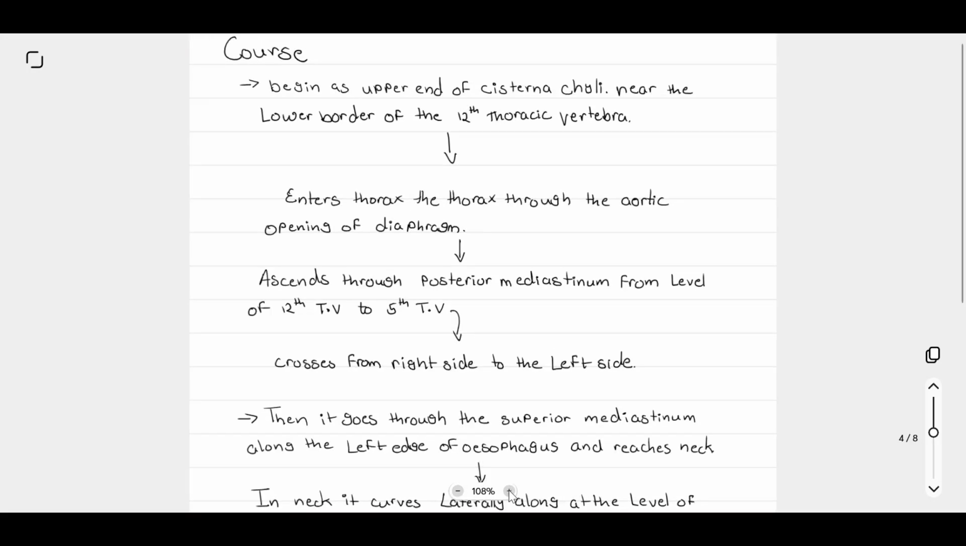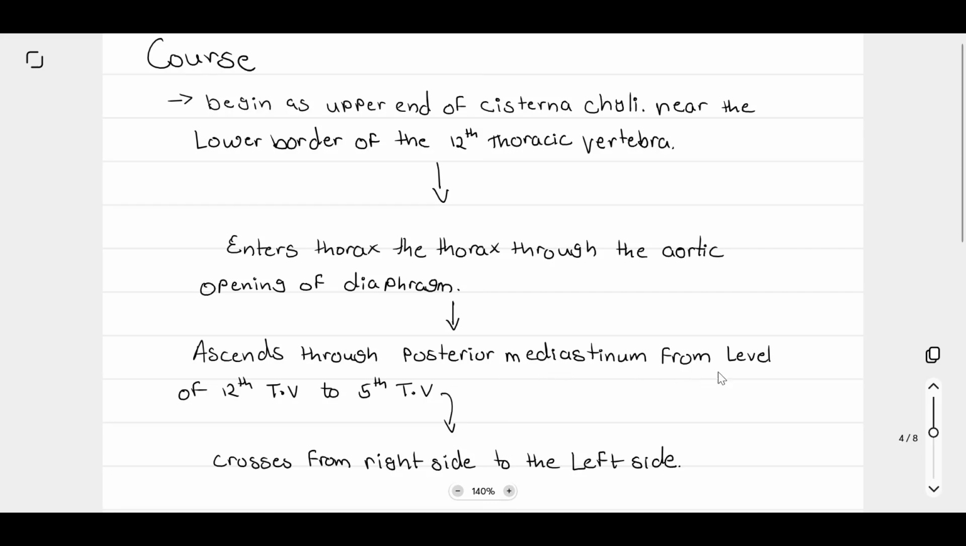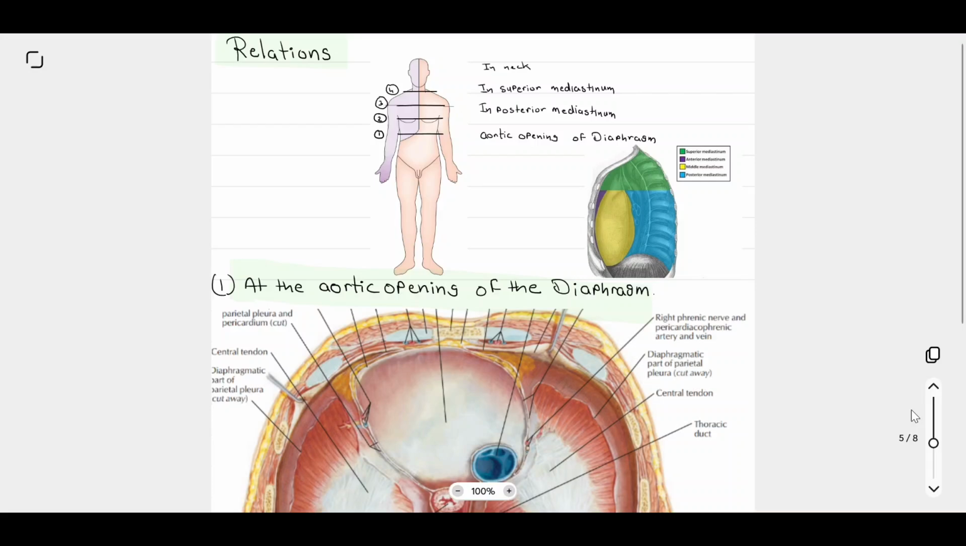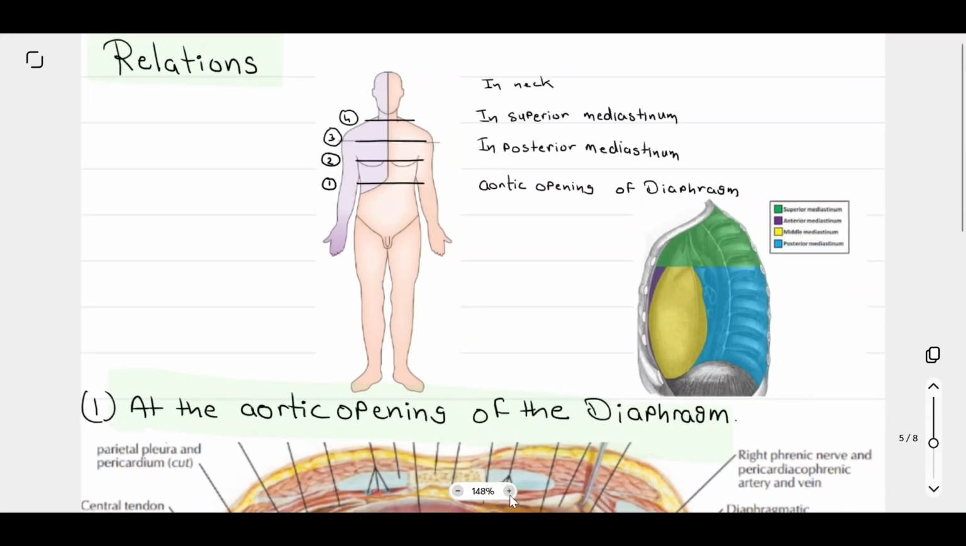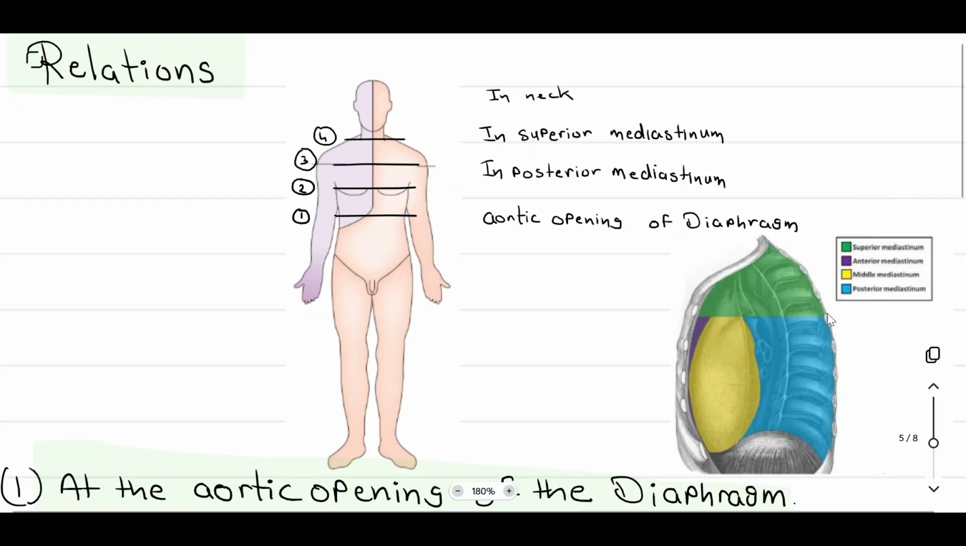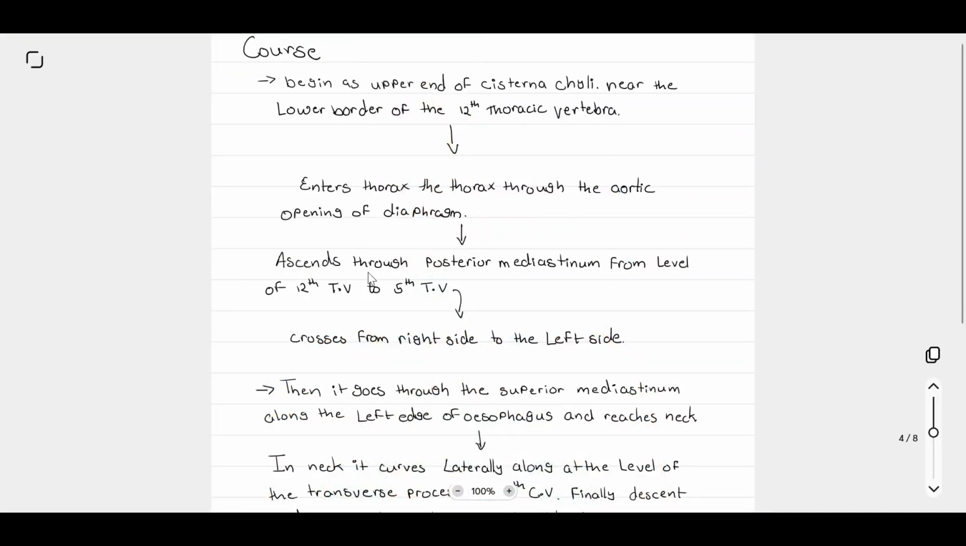Next, it ascends through the posterior mediastinum from the level of the 12th thoracic vertebra. I'm showing you what the mediastinum is just to orient you. The mediastinum is the space between the two lungs where the heart sits. The portion in blue color is our posterior mediastinum. This is the lateral section of the thorax.